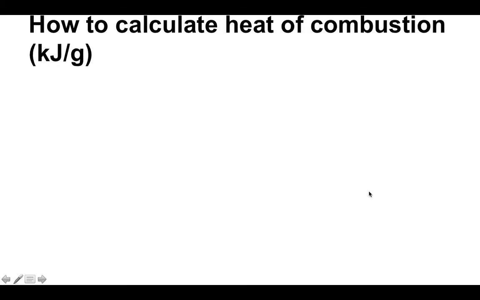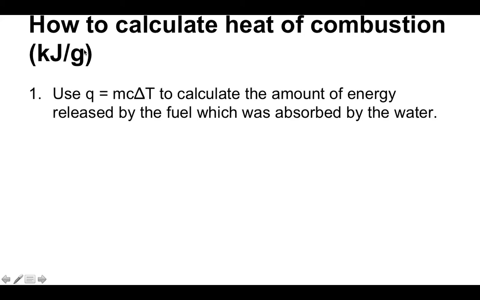So how to calculate the heat of combustion? In other words, you need to figure out the energy component and then divide that by the mass component of your fuel. So here's your steps. Step 1, you're going to use Q equals MC delta T to calculate the amount of energy released by the fuel, which is absorbed by the water.